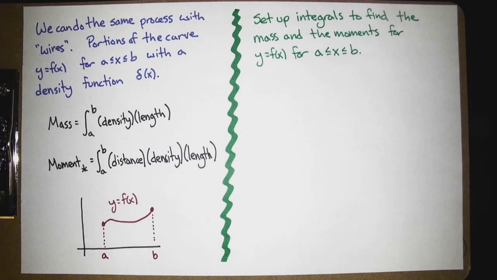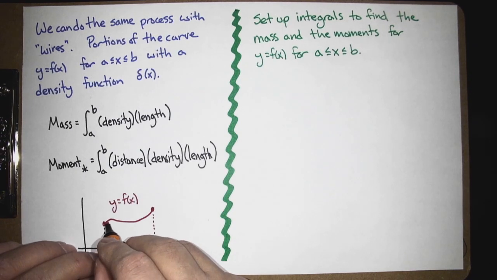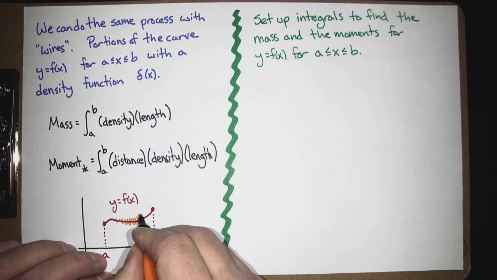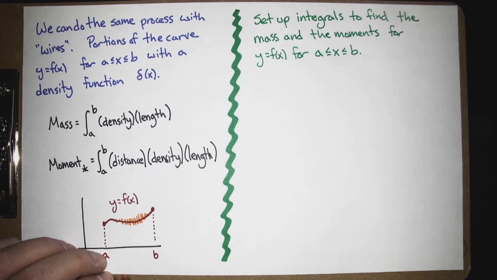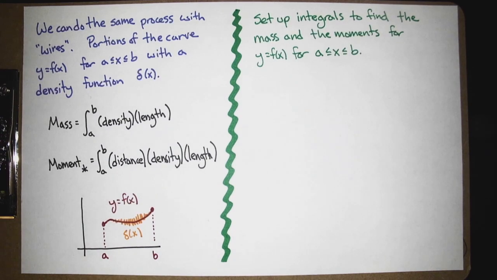Now, the good news is we have our formulas. So we have our mass and moment. I just copied them. And we don't have to rederive everything. We just say, well, let's just adapt them. Okay, so there's y equals f of x. So that's the picture. And then you should think of it as there's a density function. So maybe as you come along, it gets really dense, and then maybe it gets thin again. So there's some density function. So let's set up the integrals to find the mass and the moments for y equals f of x, where this is our scenario, a to b.